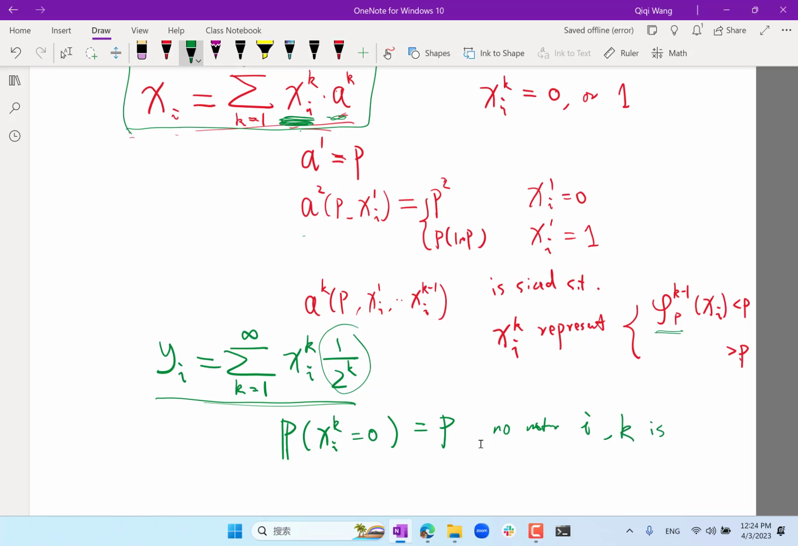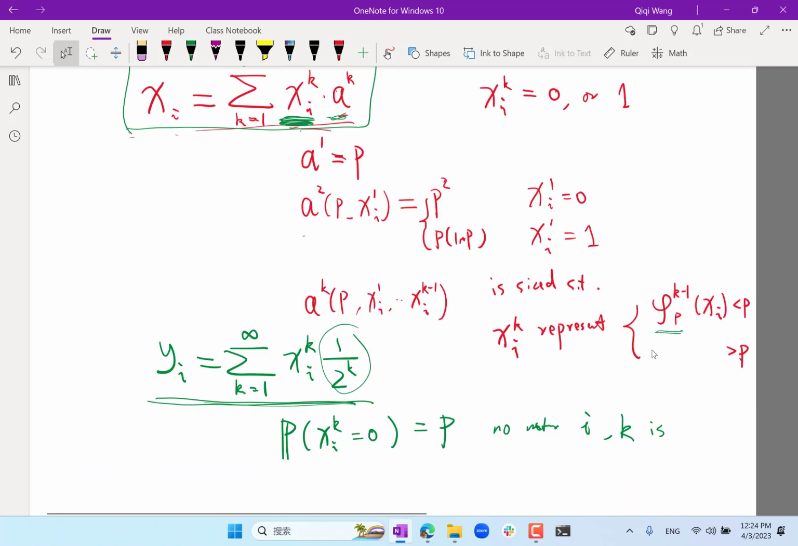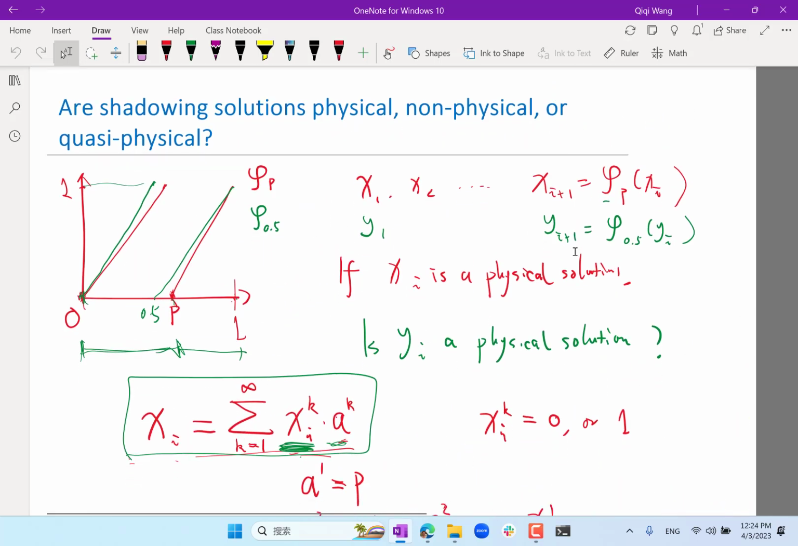Okay? And therefore, after you fit it into the definition of yi, we actually get exactly the non-physical, the pseudo, the quasi-physical solution we manually constructed in the previous case. All right, so basically this is an example where we can mathematically prove that a shadowing solution is a non-physical solution. We can mathematically construct what the shadowing solution is, and it is a quasi-physical solution. Okay, so the real question is, is this general or not?